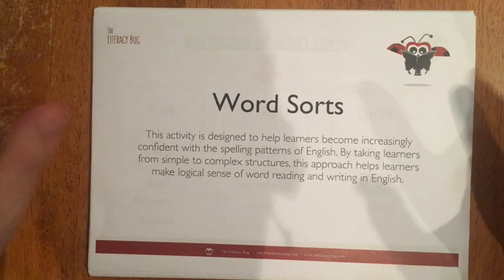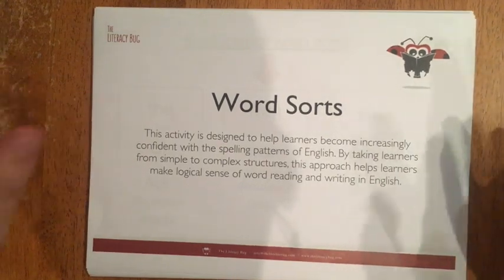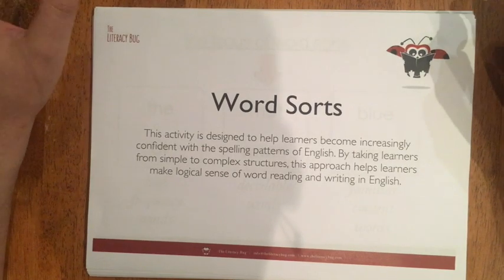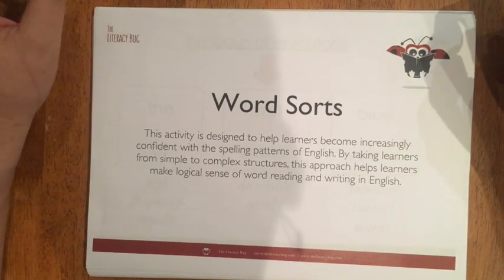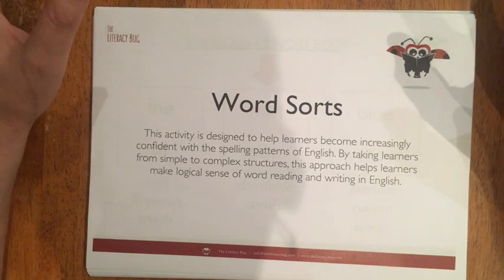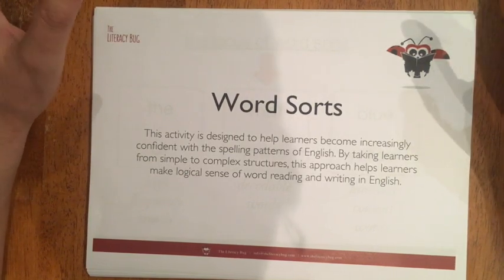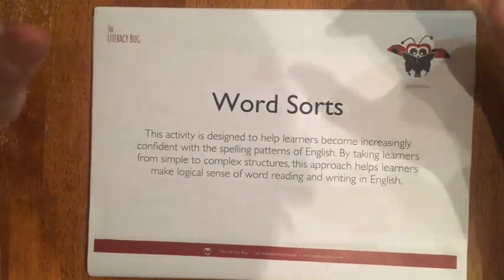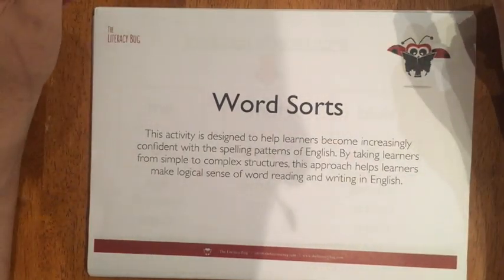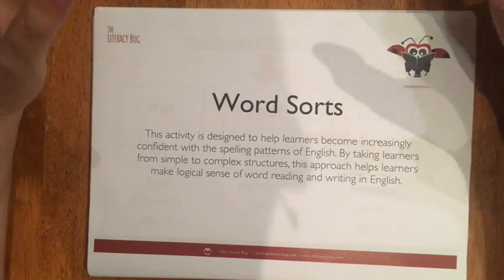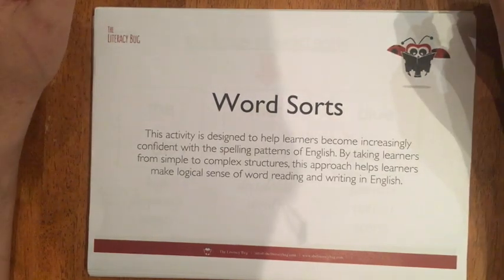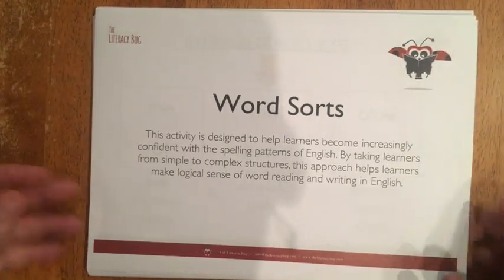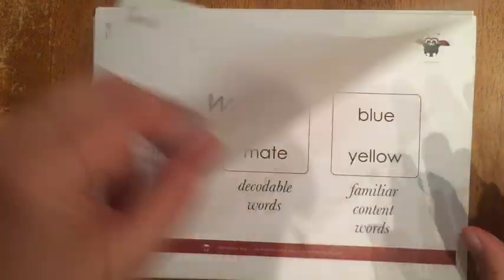So basically, word sorts is an activity that's designed to help learners become increasingly confident with the spelling patterns of English. By taking learners from simple to more complex structures, this approach helps learners make logical sense of word reading and writing in English. And it's also able to be very consistent with the progressive phonics study pattern, in this case looking at those patterns within the context of blending and segmenting them in words. So without further ado, let me jump into it.